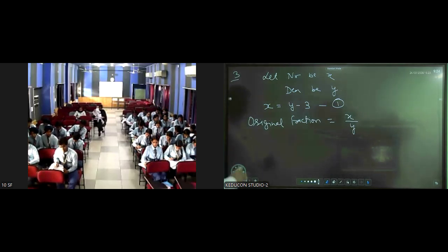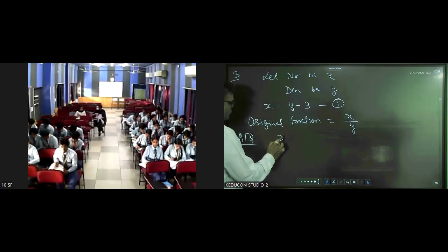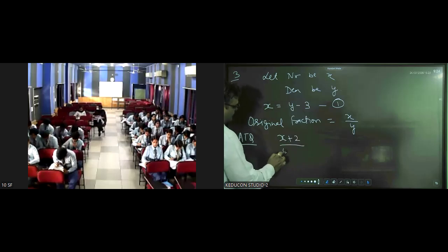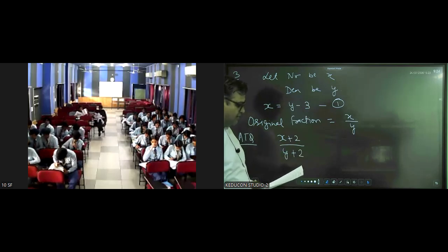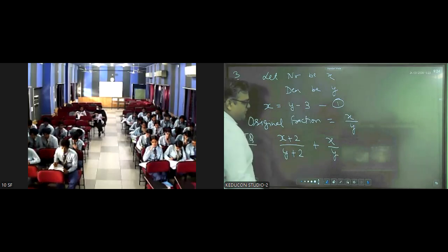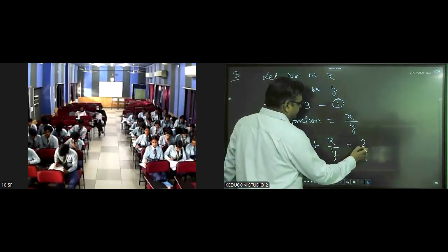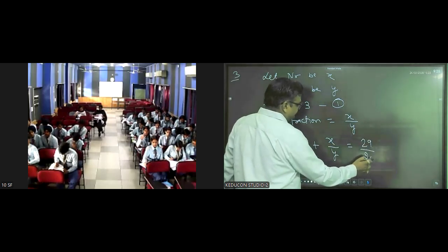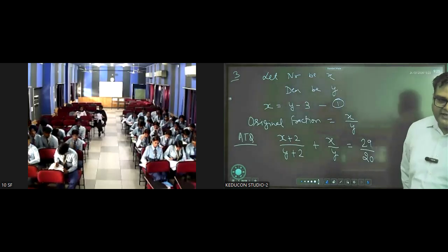Now what he says, according to the question, what is the second statement? If 2 is added to both numerator and denominator, हमने दोनों में 2 ऐड कर लिया बच्चों. Then the sum of new and original fraction. This is the new fraction. This is the original fraction. The sum of the new and original fraction is 29/20. Any doubt till now, bacho?